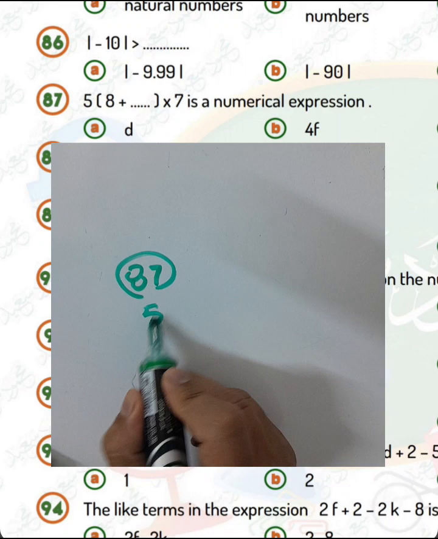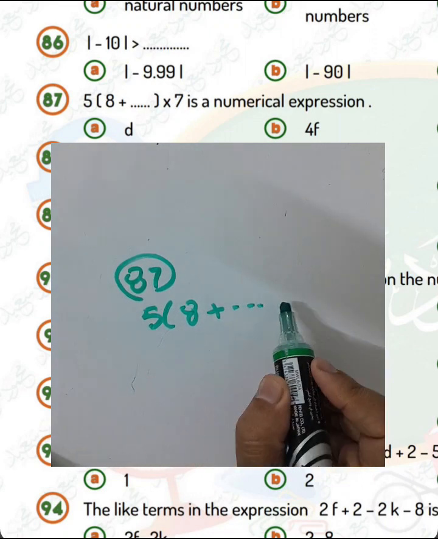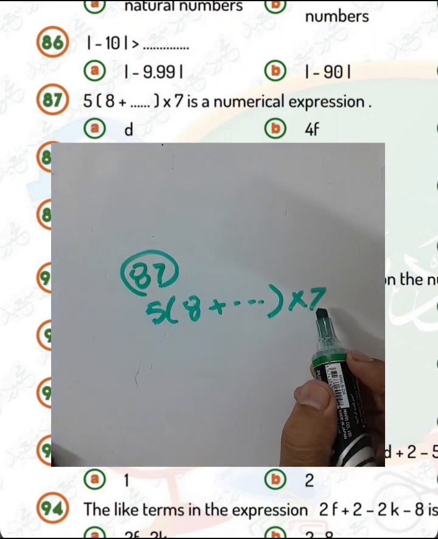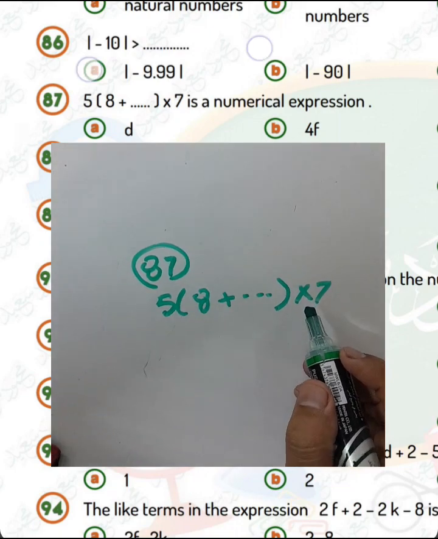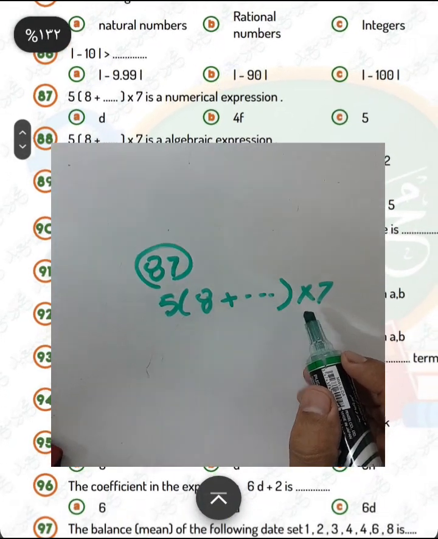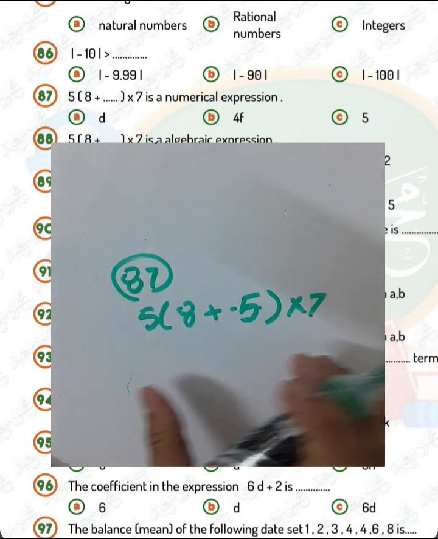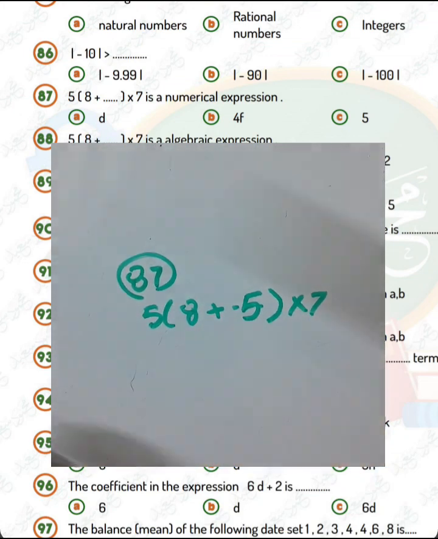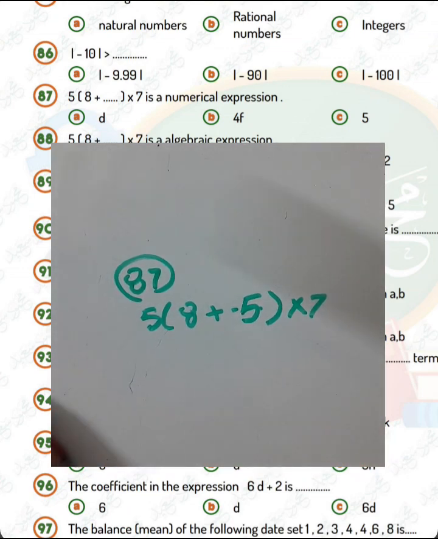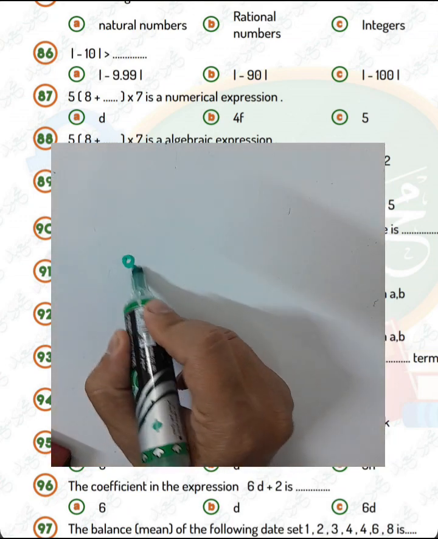Question 87. 5 product by 8 plus a space times 7 is a numerical expression. You must choose what makes it numerical, so you put 5 here. A numerical expression means all terms contain numbers only, not letters. Don't write an algebraic expression with letters here.